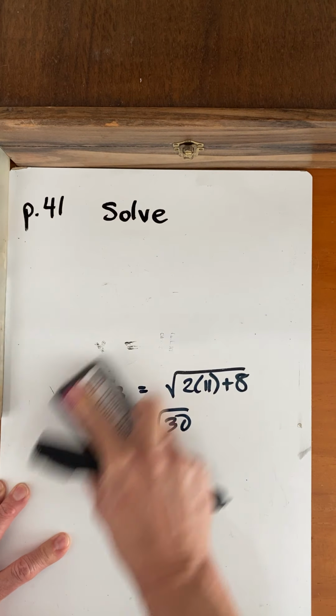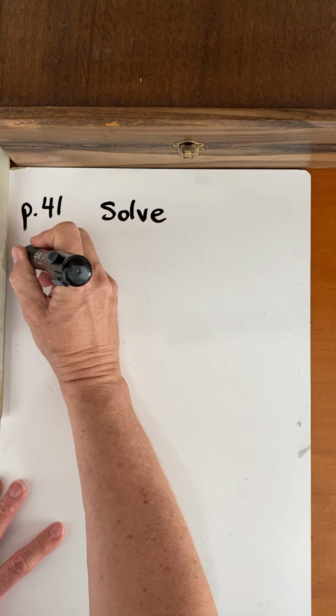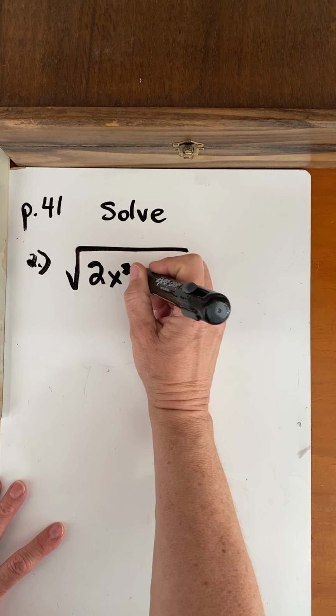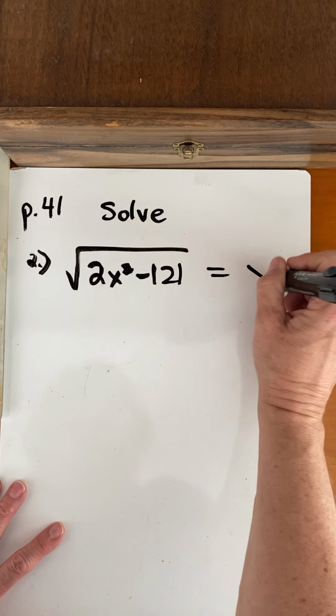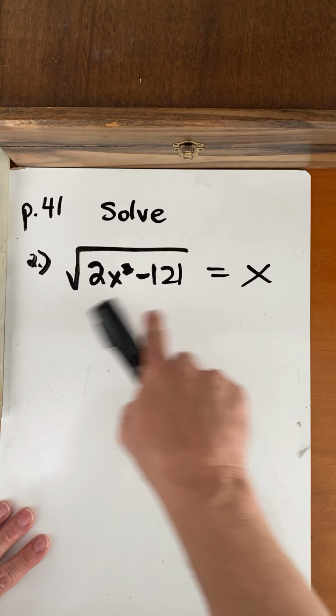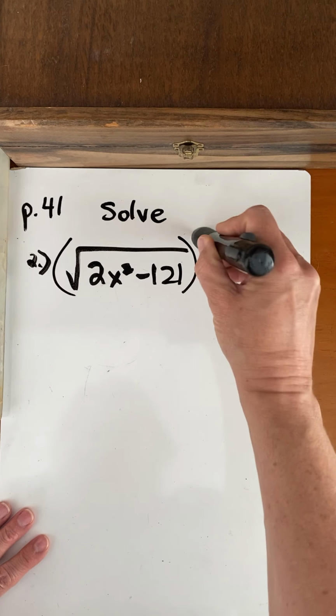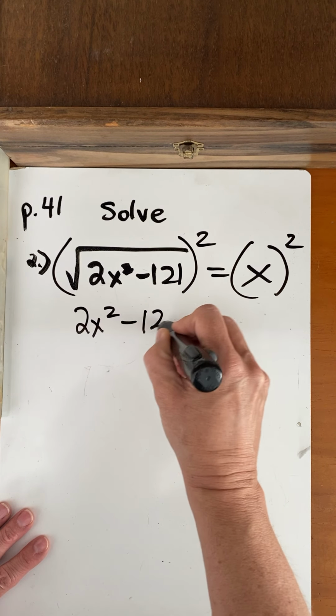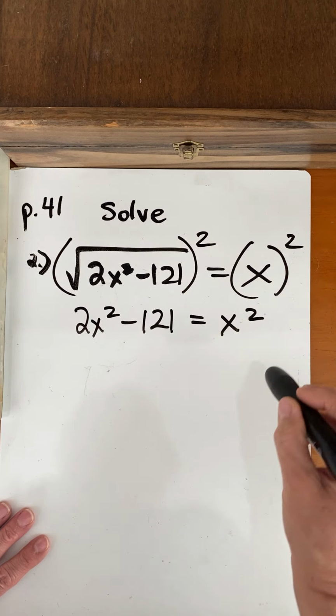Okay, now let's look at number 2. Number 2 is the square root of 2x squared minus 121 equals x. Okay, now here there are variables on both sides, but there's only one radical, and the radical itself is isolated. So we don't worry about getting the x's on the same side yet. First, we square both sides. So I get 2x squared minus 121 equals x squared.